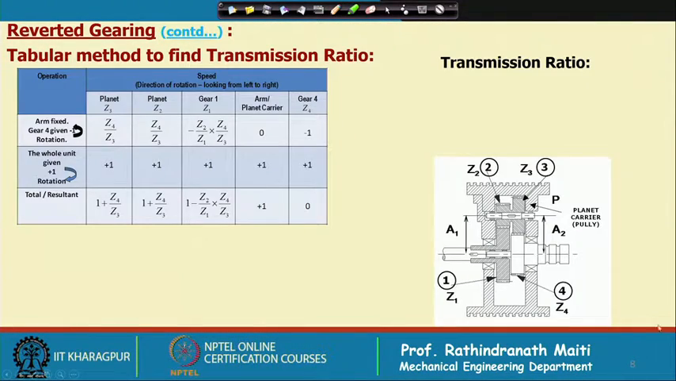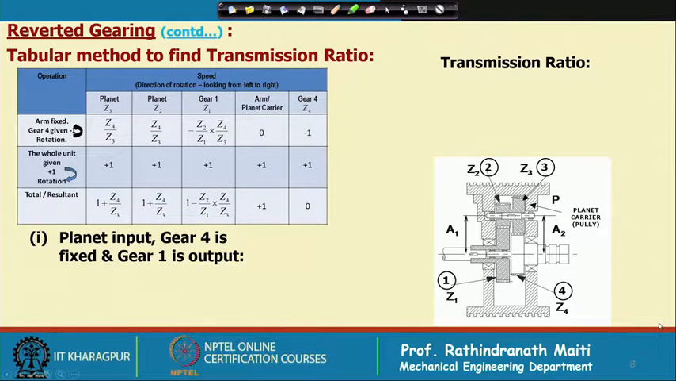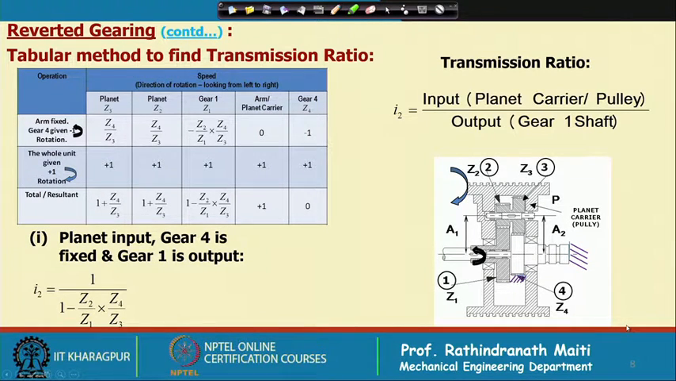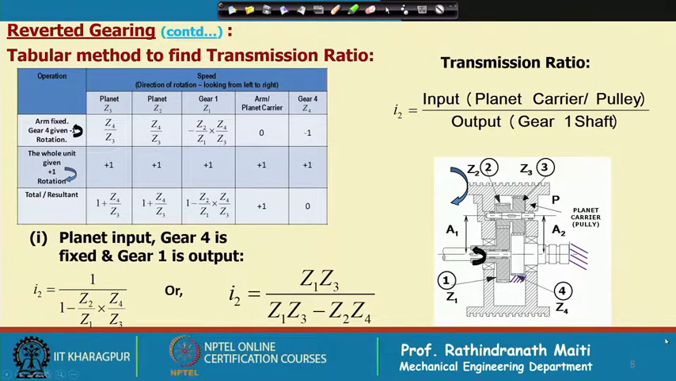And the transmission ratio of this type 2, same as input and output, we will make this ratio and it becomes I2 is 1 by 1 minus z2 by z1 into z3 by z4, or in simplifying, I2 is equal to z1 z3 divided by z1 z3 minus z2 z4.